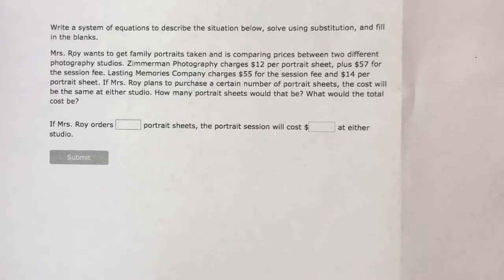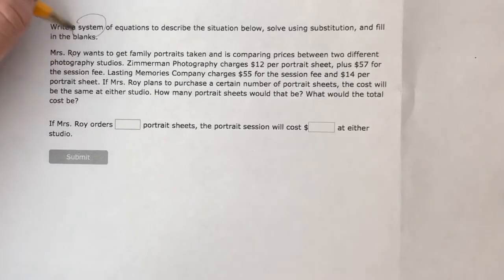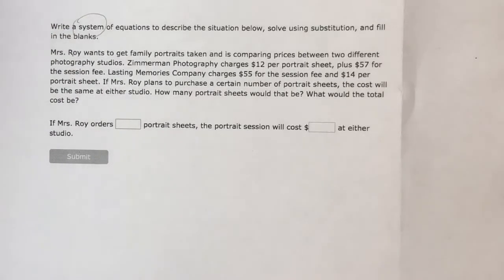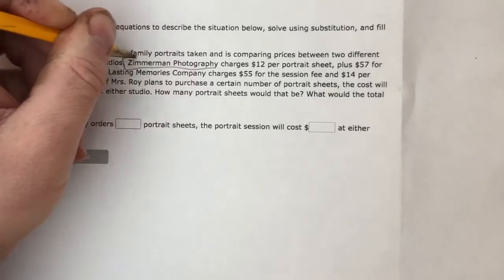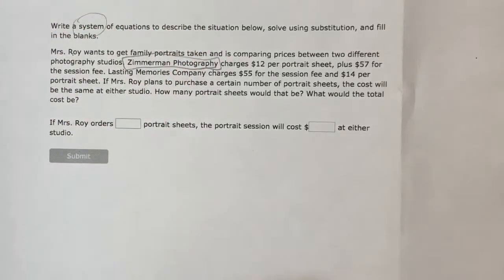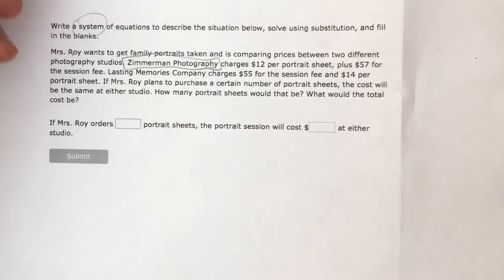So in order to start this problem, that's a lot of words and a lot of information. One of the things you want to start is finding out your two equations. Because we are doing a system here, we need to find two different equations. So one of our equations is going to be for Zimmerman Photography right here. This whole sentence on Zimmerman Photography is going to become one of our equations.